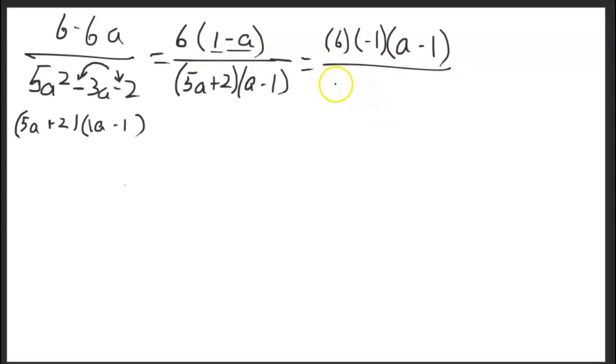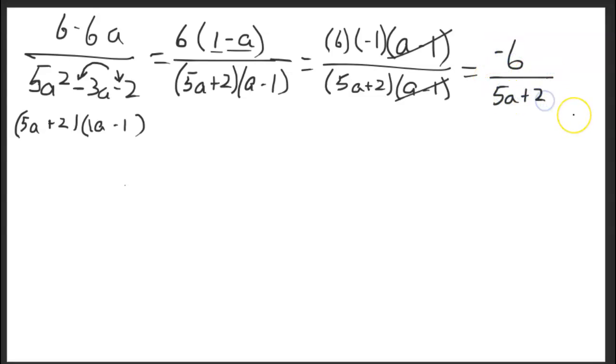Now I have 5a plus 2 and a minus 1. This factor and this factor simplify, reduce to 1, right? And so I have a 6 times a negative 1 on top, which is a negative 6, and I have a 5a plus 2 on the bottom. Okay. This particular fraction right here, I've written as negative 6 over 5a plus 2.